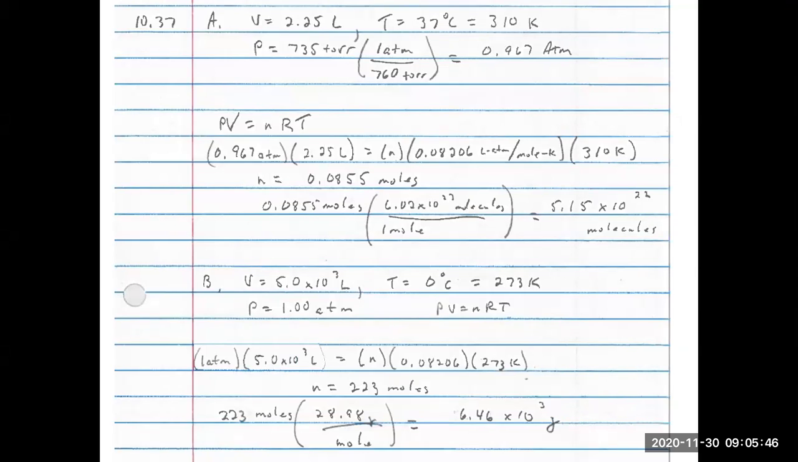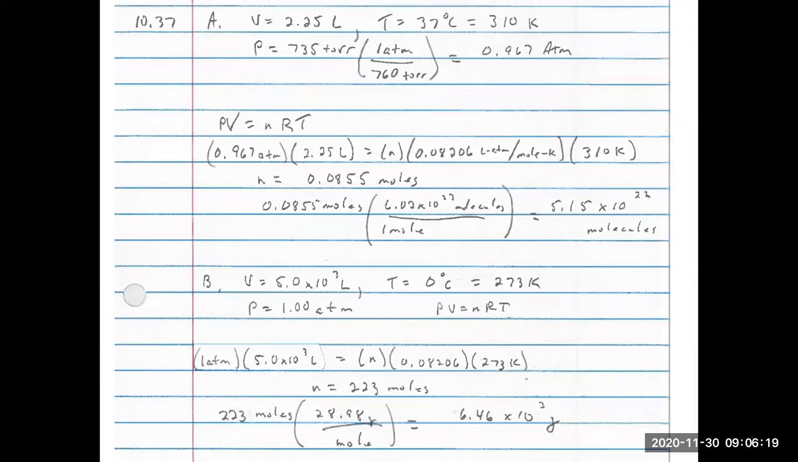So then the last thing is to get our temperature into Kelvin. So 0 degrees C, we would add 273 to that to convert it to Kelvin. And now we're at 273 Kelvin. So we can plug that in. So we can plug all those values into the PV equals nRT equation. And then we can solve for n, which will be number of moles. So if we do that, we get a value of n of 223 moles.